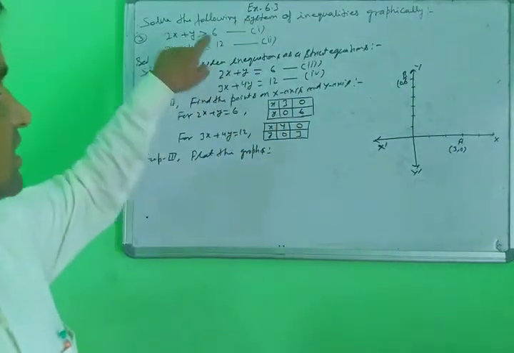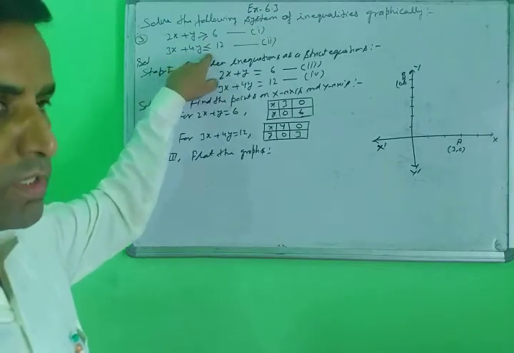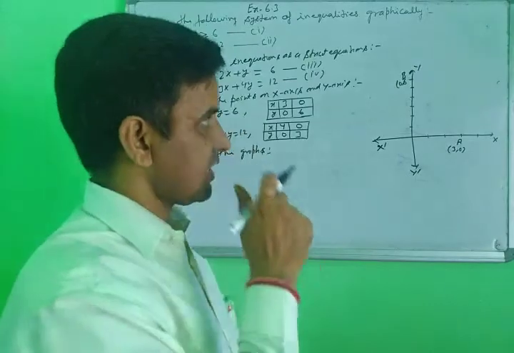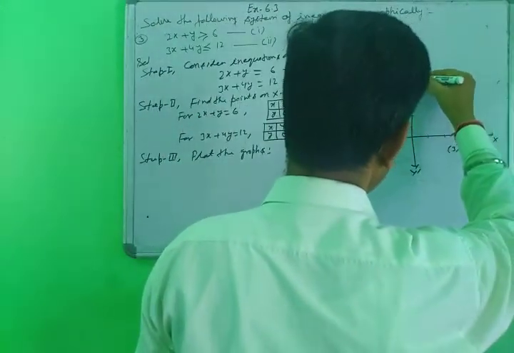After that, you check these signs: greater than or equal, less than or equal. The equal sign is included, so you can draw the dark line here. With the help of the scale, we will draw through this point and this point, joining these points.